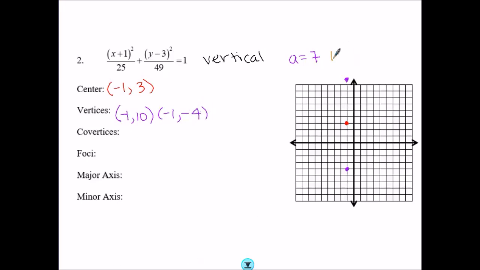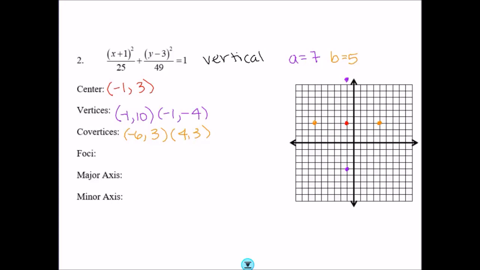Then we need to know what b is to find our co-vertices. So b will be the square root of 25, which is 5. And then we are going to go 5 units in the x direction to find our co-vertices. So our co-vertices are going to be (-6, 3) and (4, 3).